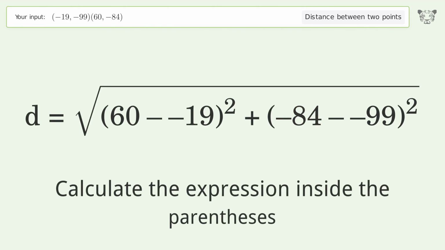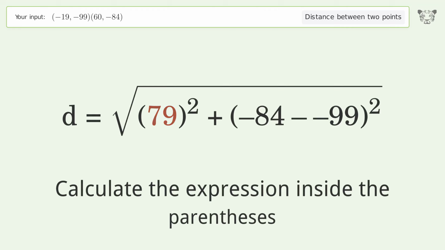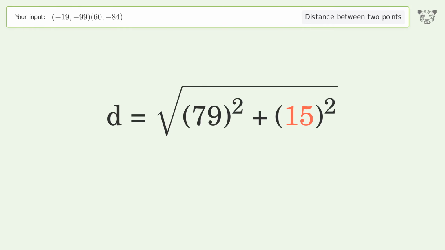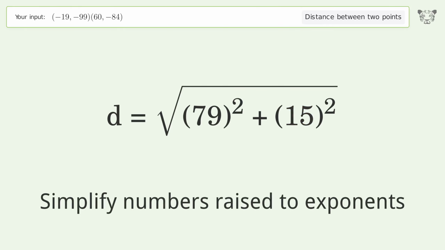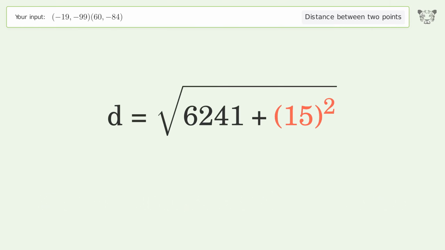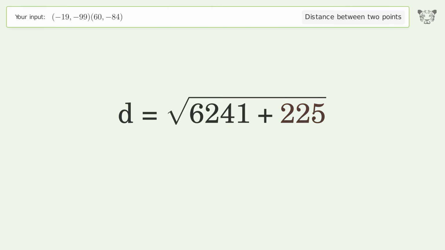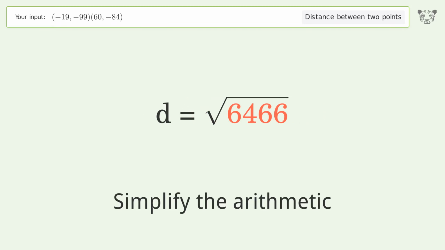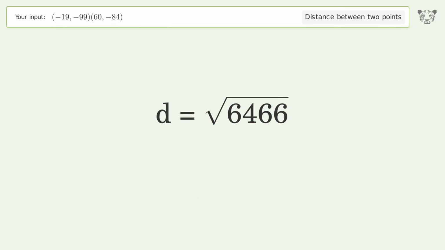Calculate the expression inside the parentheses. Simplify numbers raised to exponents. Simplify the arithmetic. And so the distance between the 2 points is the square root of 6,466, or 80.411.